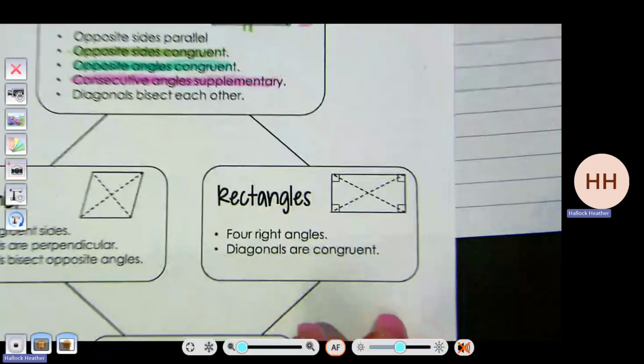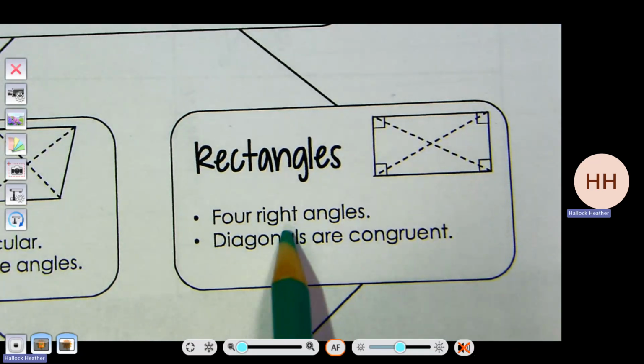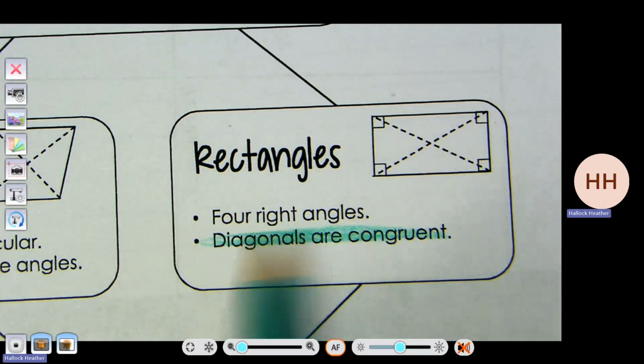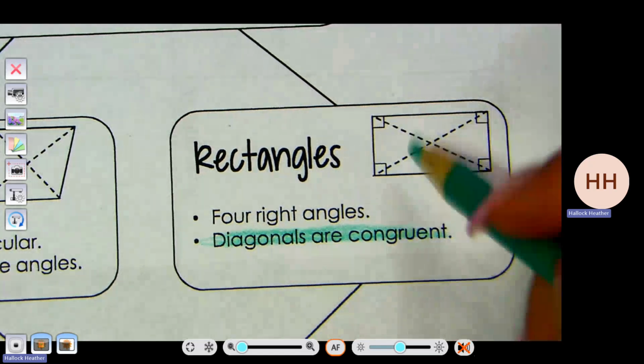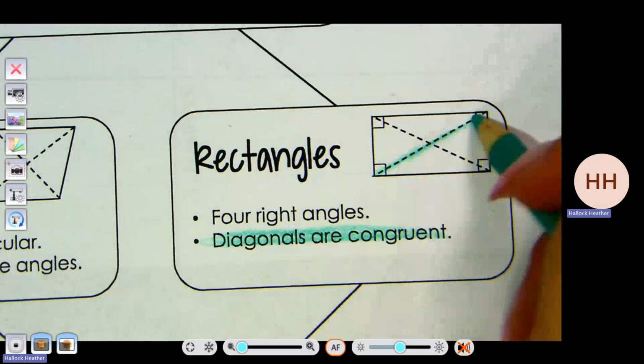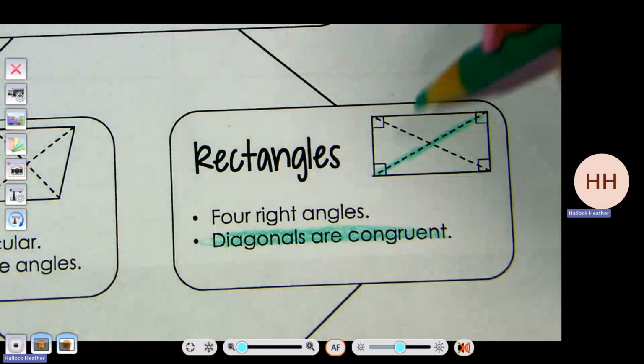Using a colored pencil, let's color our little diagonals that are congruent. So I want you to take your color, whichever color you choose, and we're not gonna do a lot of colors on the rectangle because I feel like a lot of you should already know the sides are congruent to each other. Like the top is congruent to the bottom, this side is congruent to the other side.